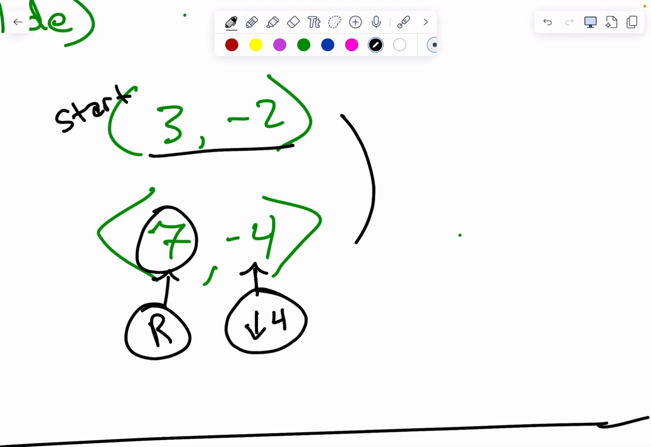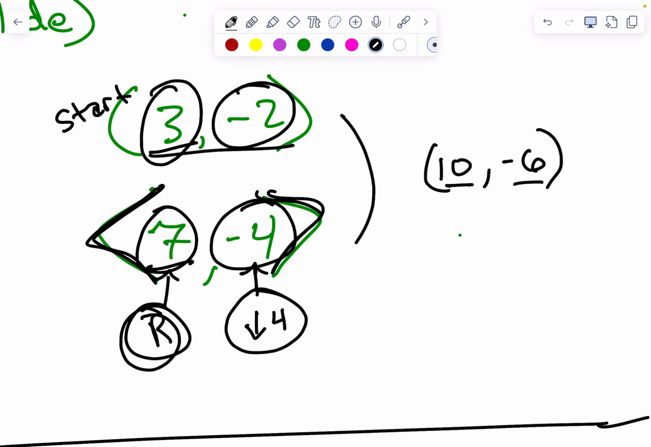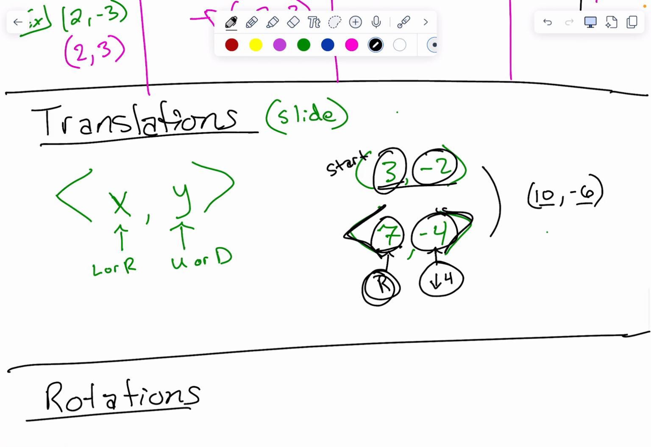If that's what it's doing to it, I'm moving him to the right 7, and now my new coordinate is going to be 10 comma negative 6. I'm already starting at 3, going to the right 7 more, so that gives me a 10. I'm already at negative 2, and I go down 4 more, which gives me negative 6. Does that make sense? That's my new coordinate point. So all you're doing is adding those coordinates together. The triangle brackets tell you how you're moving him. That's what a translation does. Short and sweet. Very easy.